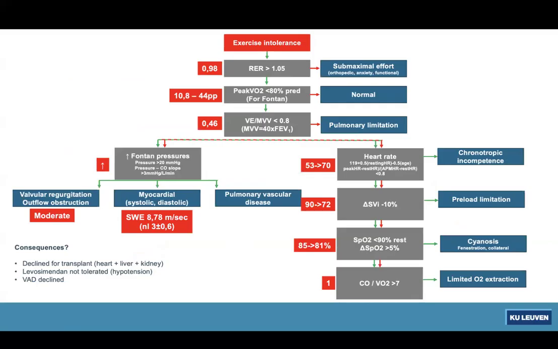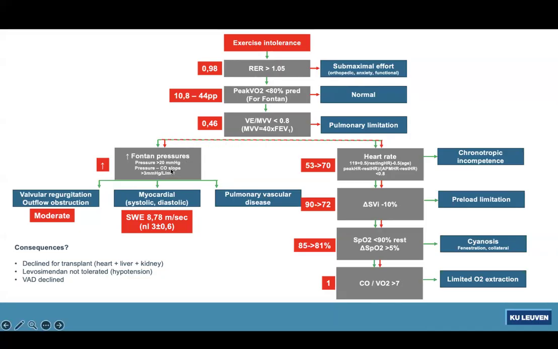And this is a bit the flow chart that I follow. So we put them on the exercise test. We look at the RER, right? Can they perform a maximal effort? Because if they did perform a submaximal effort, we need to think, why is that? Maybe they have knee pain, maybe they have anxiety, maybe there's other stuff. We look at peak oxygen consumption, that's just regular data that we have, but by calculating ventilation versus maximum voluntary ventilation, we can see if there's pulmonary limitation.